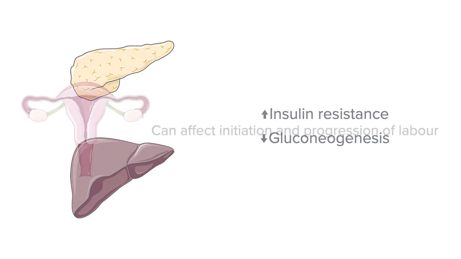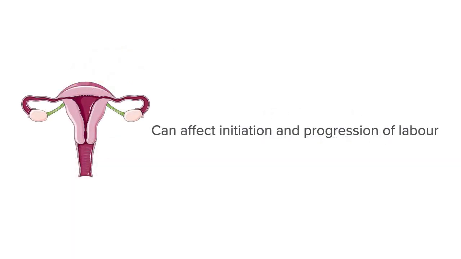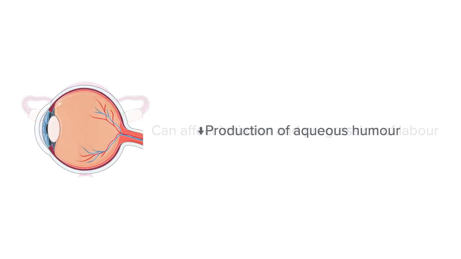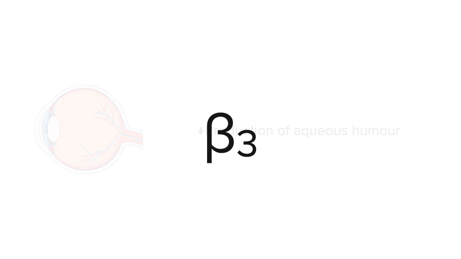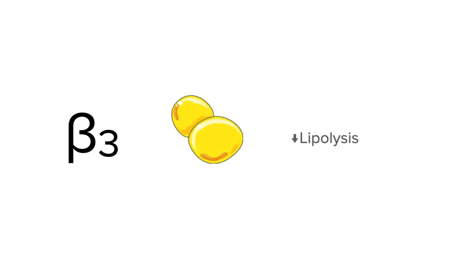In the pancreas and the liver, beta blocker use will cause increase in insulin resistance and a reduction in gluconeogenesis. In the uterus, beta blocker use can affect initiation and progression of labour, although I'll leave that to the obstetricians to consider as not really relevant to us in primary care. Lastly, in the eye, use of beta blockers will cause a reduction in the production of aqueous humour, hence their use in the treatment of glaucoma. Lastly, I just quickly want to mention beta 3 receptors, though as I did say earlier, these are less clinically relevant. You find beta 3 receptors in 2 places.